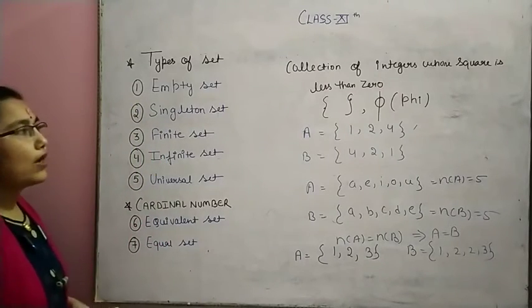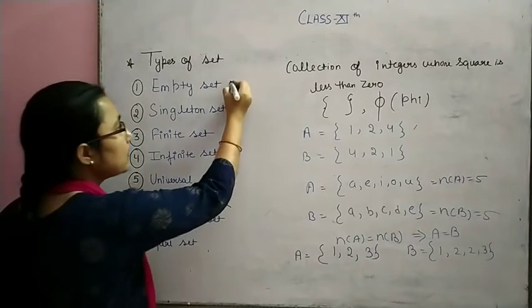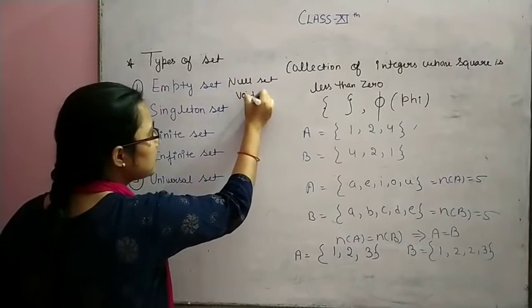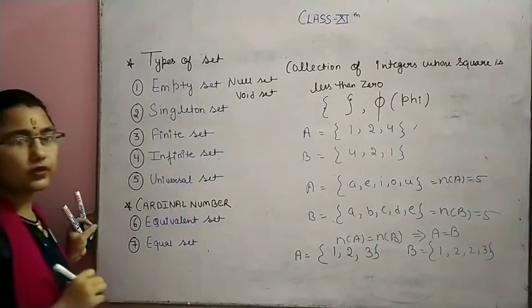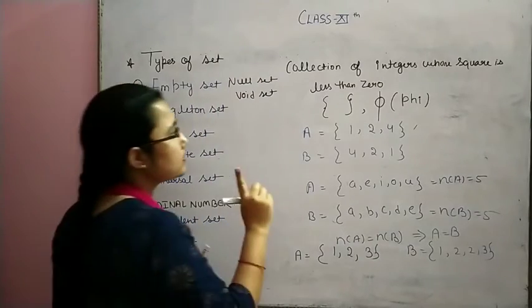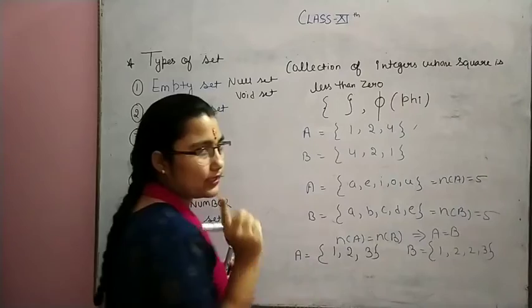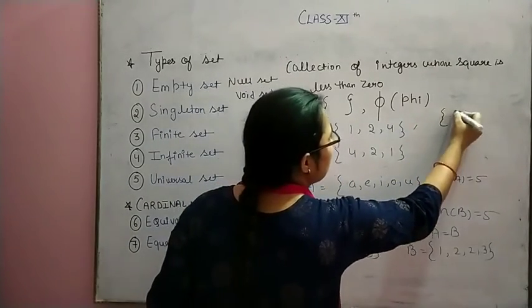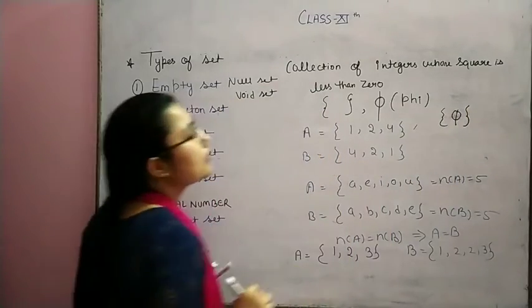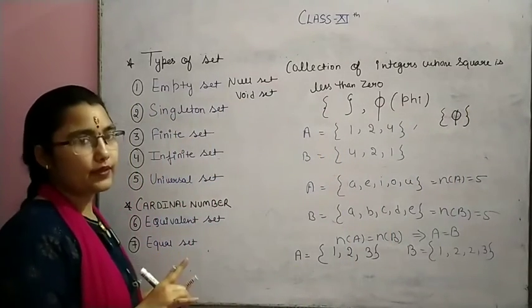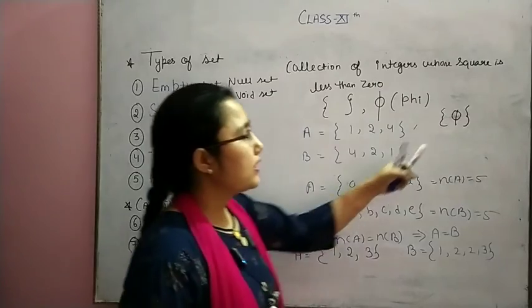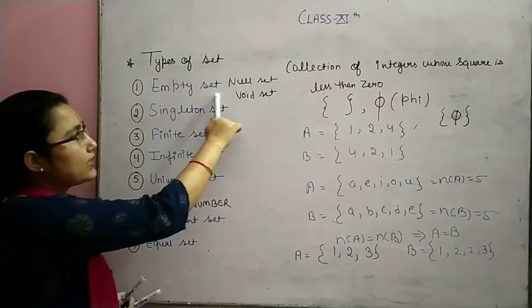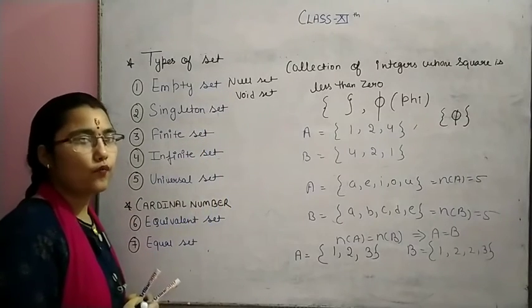Okay. So the empty set is also known as the null set and void set. Two points should be noted. First, in the case of a singleton set, a singleton set can also be defined by {phi}, where phi is the empty set. It contains one element, phi. And the empty set is also known as the null set and void set.